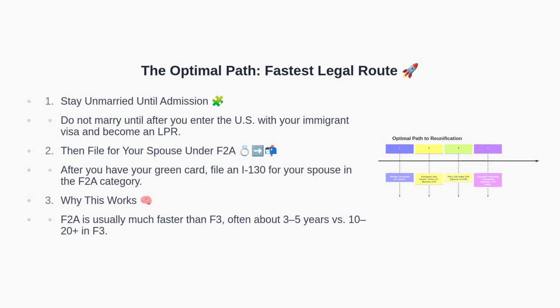Here is the optimal path. First, remain unmarried until you receive your immigrant visa and are admitted to the United States as a permanent resident. Next, once you hold lawful permanent resident status, file Form I-130 for your spouse under the F2A category. This approach strategically avoids the F3 backlog. While F2A still involves waiting, it is typically far shorter than F3, often in the 3 to 5 year range, though exact times vary by country and policy changes.